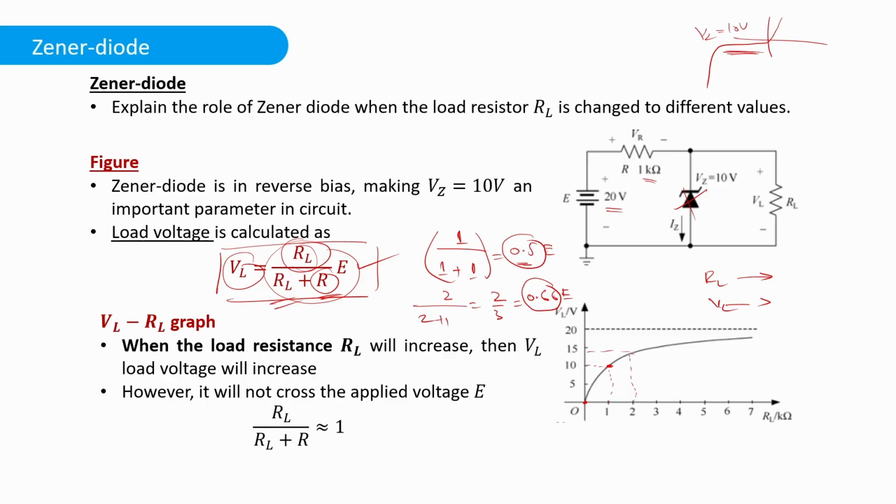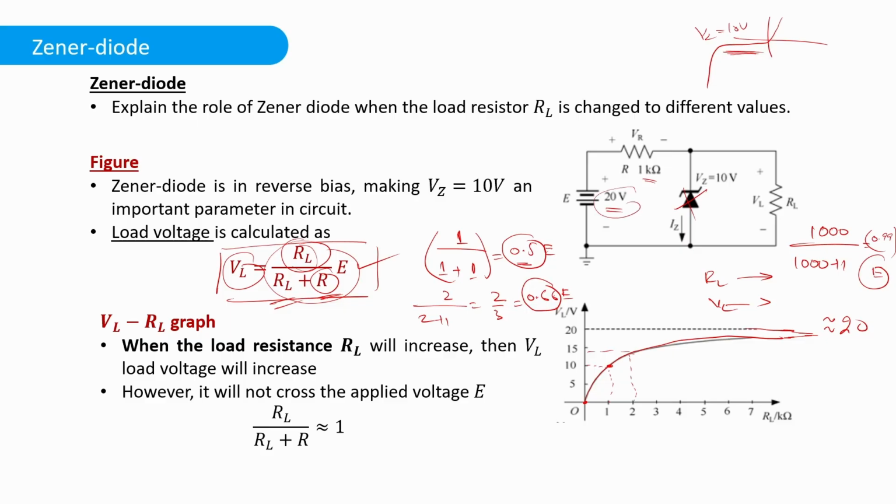Why is that? Because let's assume RL is 1000, right? Then it will become 1000 plus 1. So this will be somewhere like 0.99 or something like that. And then it will be multiplied with E. E is 20. So this will be almost 20. So we can see our graph will increase like this and it will reach the applied voltage. It will reach somewhere the infinite time, the applied voltage of 20 volts, but it will never cross this 20 volts.